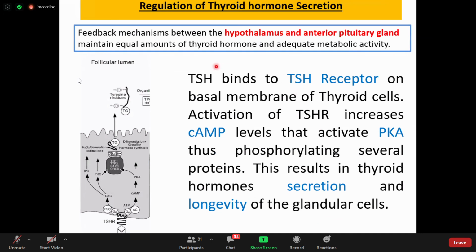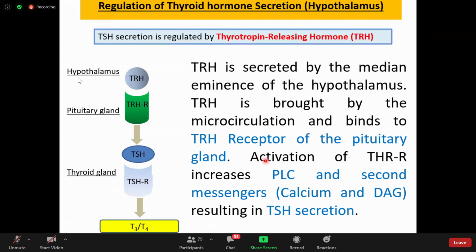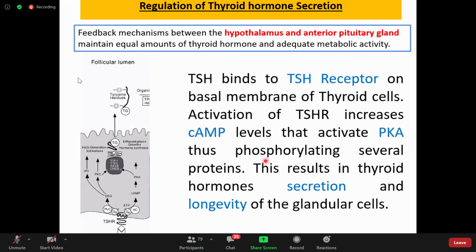Now, once the TSH is secreted from the anterior pituitary, it binds to the TSH receptor on the basal lamina of the thyroid cells, activating cyclic AMP and activating protein kinase A and phosphorylation of several proteins. This results in thyroid hormone secretion and production. So if you look at the TRH, it is working through the phospholipase C and calcium second messenger system, while the TSH, when it binds to its receptor, is working through cyclic AMP and protein kinase A as the second messenger, resulting in the synthesis of the thyroid hormones.